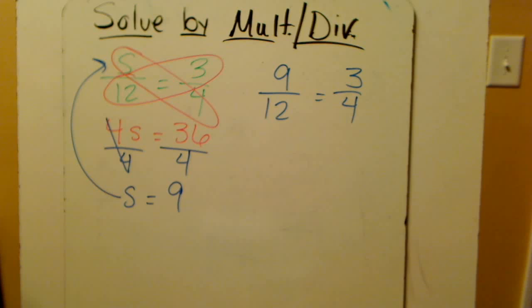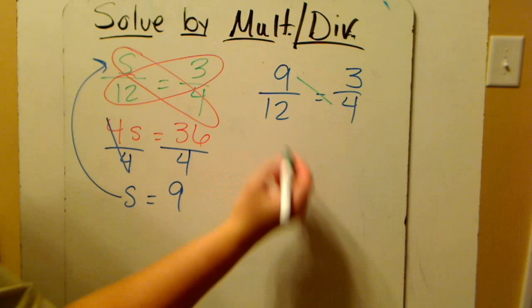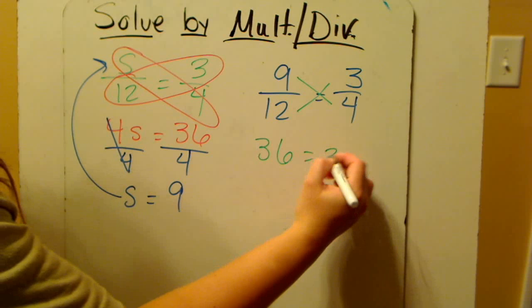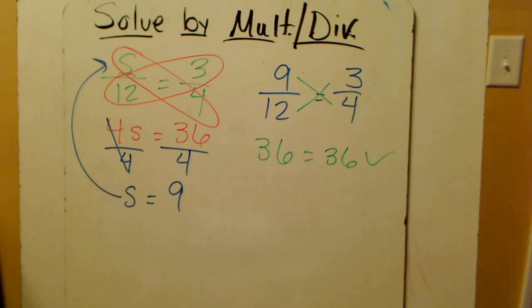Because these are two fractions, we can look at this as simplifying our first fraction. You simplify 9 over 12, it does give you 3 over 4. Another way to look at this is to cross multiply to check to see if they're equal. So to do that, you do 9 times 4, which is 36, and then 12 times 3, which is also 36, and they do check out.